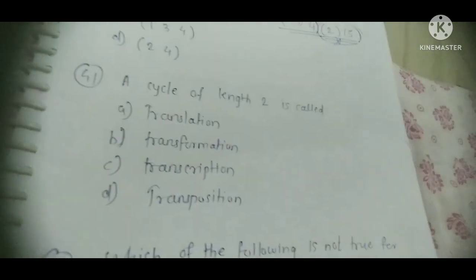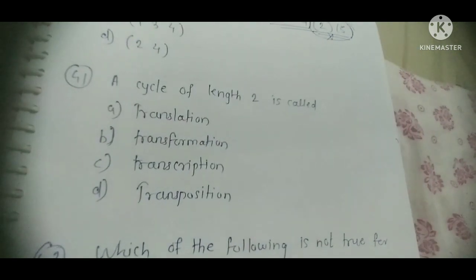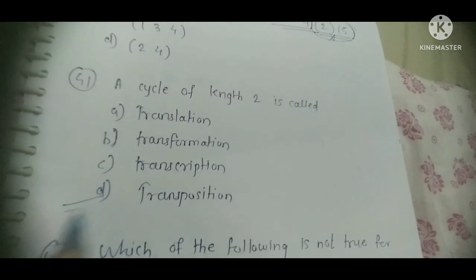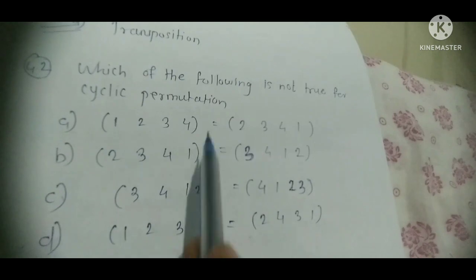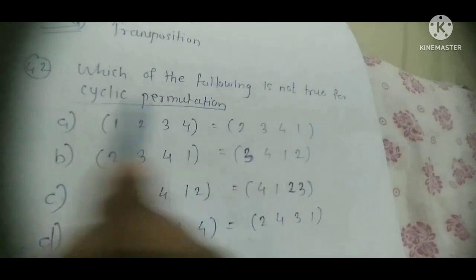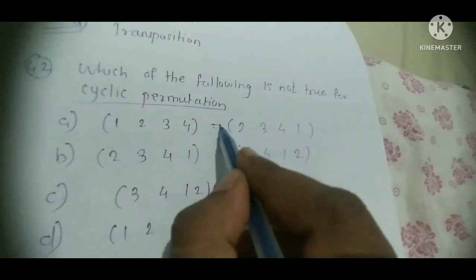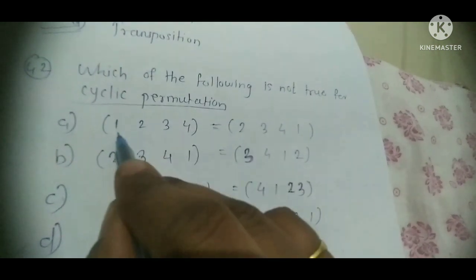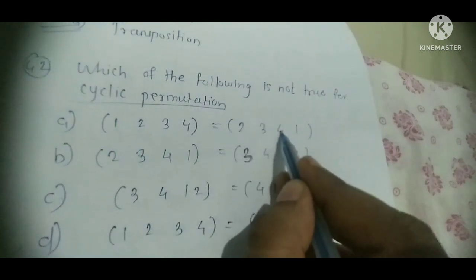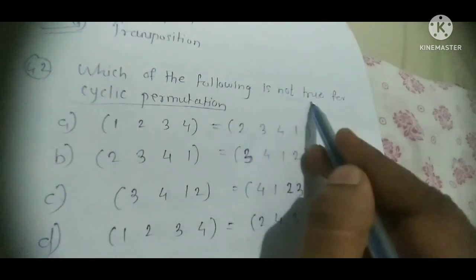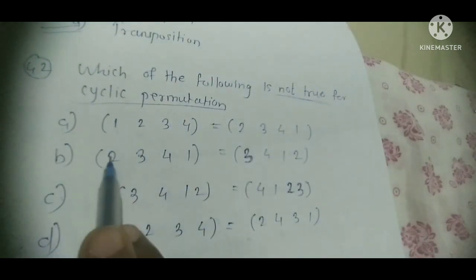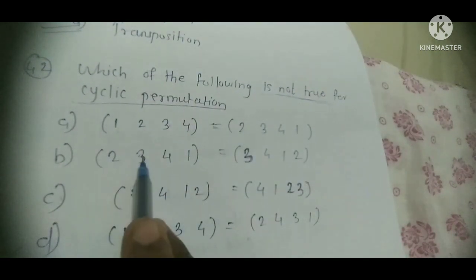Next one. A cycle of length 2 is called a transposition. Next MCQ. Which of the following is not true for a cyclic permutation? For the cyclic permutation 1, 2, 3, 4, we can write 2 maps to 3, 3 maps to 4, 4 maps to 1, and 1 again maps to 2. Yes, this is correct. But they are asking which is not true.